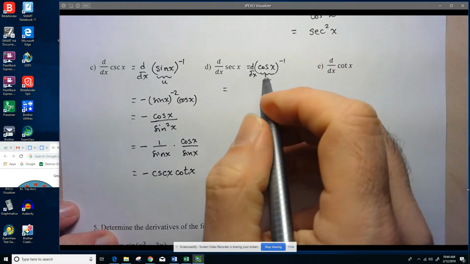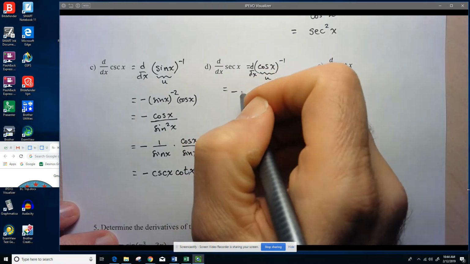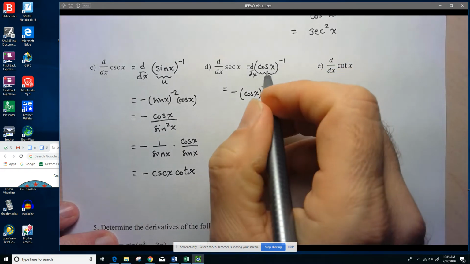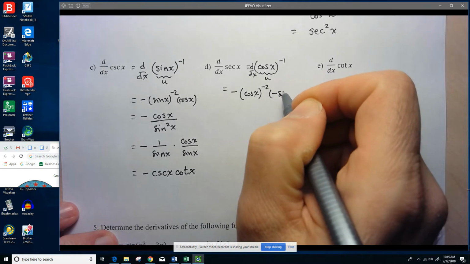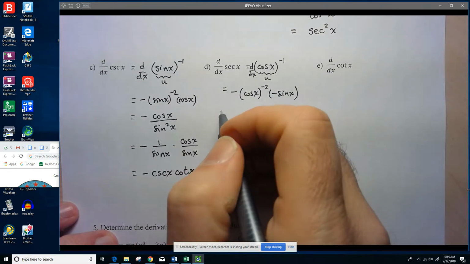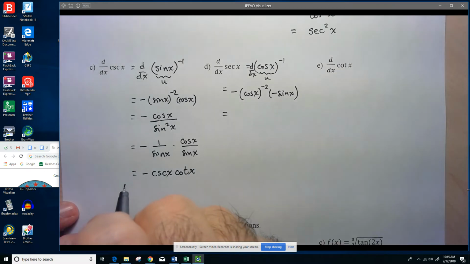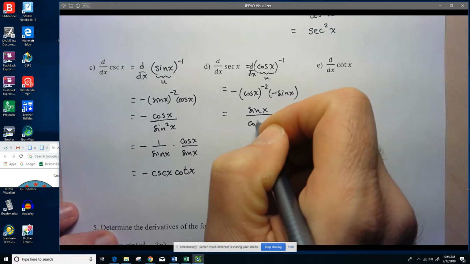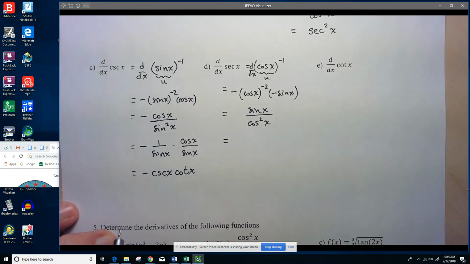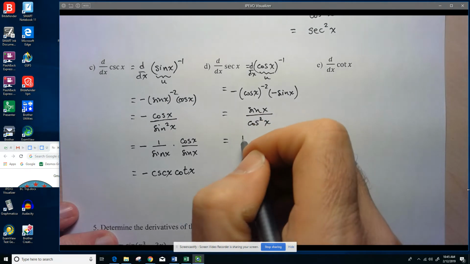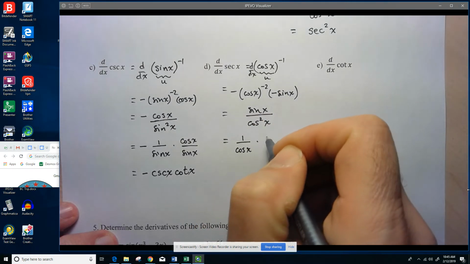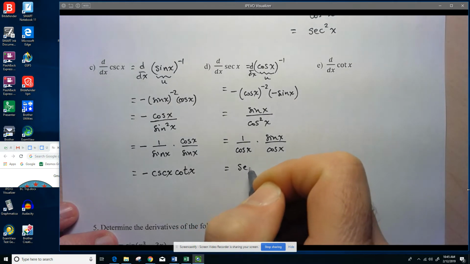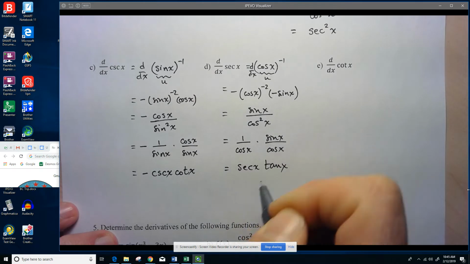So this is going to be my u. So the derivative of u to the negative 1 is negative 1 u, which is cos x, to the negative 2, times the derivative of cos x, which now we found was negative sine x. All right, and now the negatives cancel each other out. So what are we left with? We're left with sine x over cos squared x, and I'm going to do the same thing here. I'm going to split this up into 1 over cos x times sine x over cos x, and that's just equal to secant of x tangent of x.